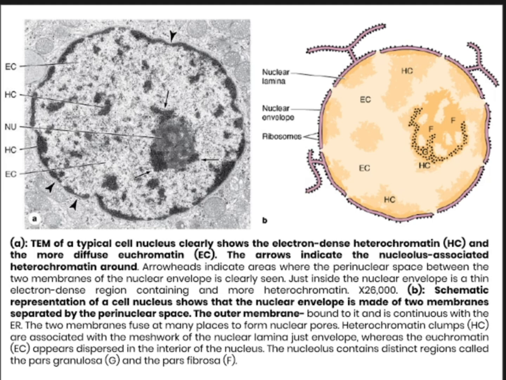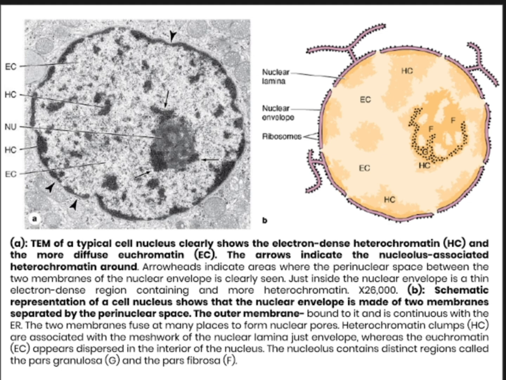The outer membrane is connected with the endoplasmic reticulum. You also have the nuclear pores. The two membranes come together at points to form these nuclear pores, which allow materials to pass in and out of the nucleus. Then we also have the chromatin distribution. The HC, or heterochromatin, clumps are near the nuclear envelope, while the euchromatin is more spread out in the nucleus.